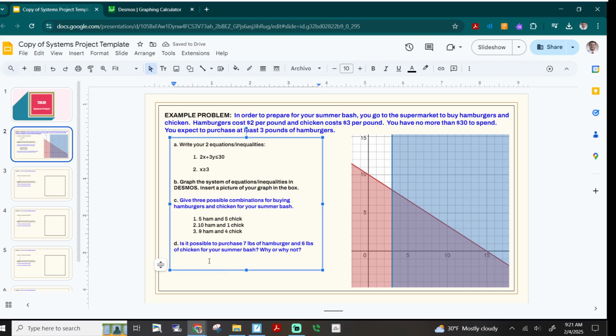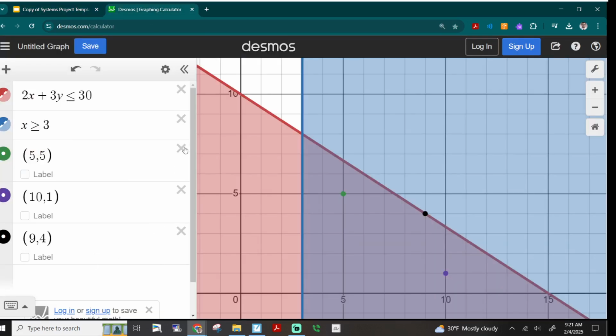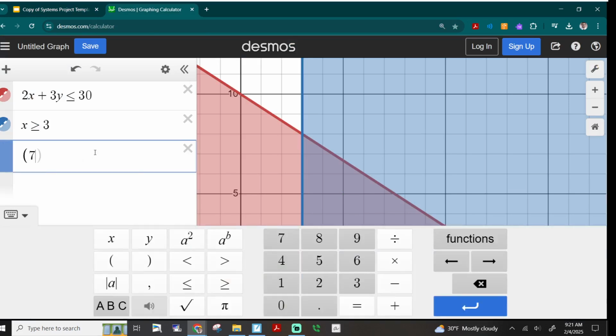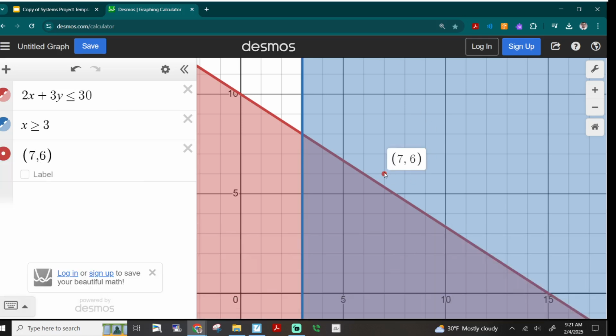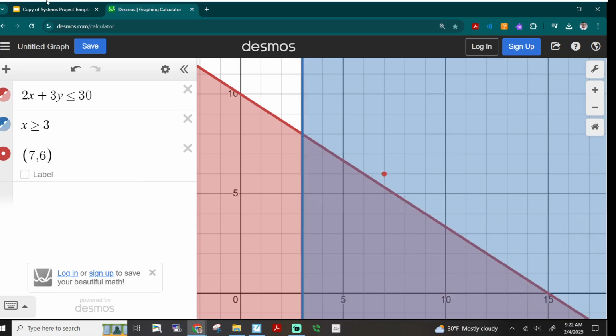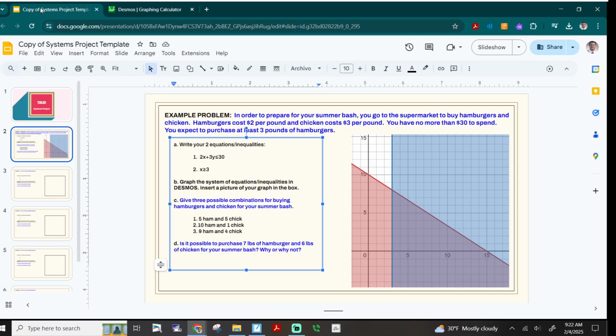All I have left now is to answer the last part of my question. Is it possible to purchase 7 pounds of hamburger and 6 pounds of chicken? So that's the point (7, 6). Okay, to check it, I type it into Desmos. (7, 6). I can see here's my point. I see that it is in the blue, but it is not in my red shaded region. So no, I cannot get 7.